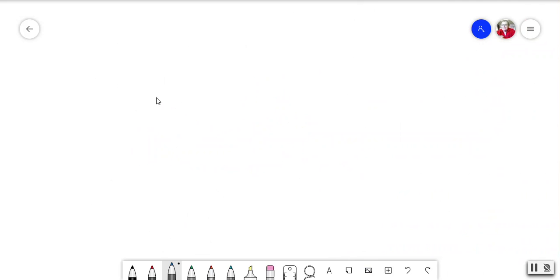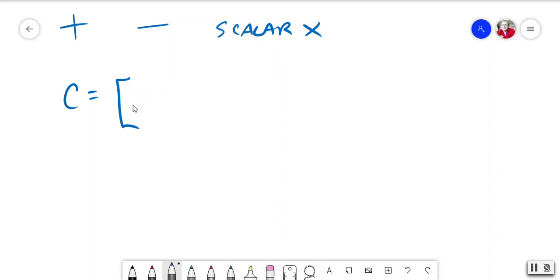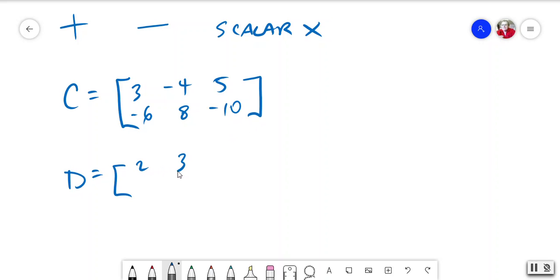Now, I want to talk about addition, subtraction, and scalar multiplication. I forgot to change my pen color, but hey, we can do blue. We can be different for a change. So suppose I have C, and let's say it's a 2 by 3 matrix. 3, negative 4, 5, negative 6, 8, negative 10. And let me say D equals 2, 3, 4, negative 7, 8, 0. Okay.